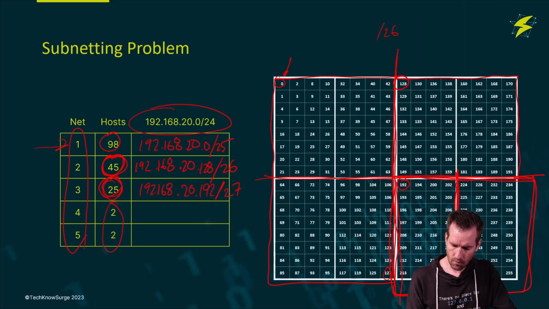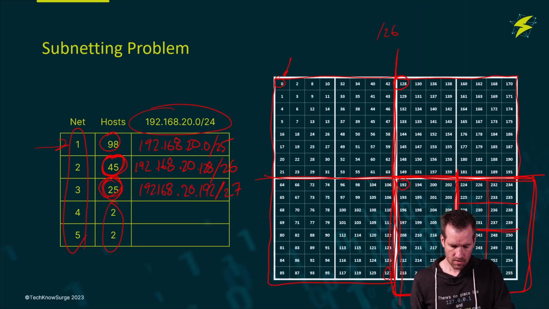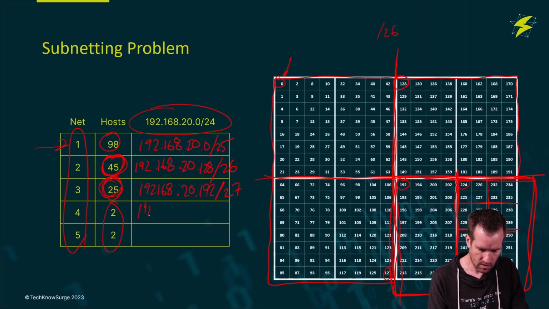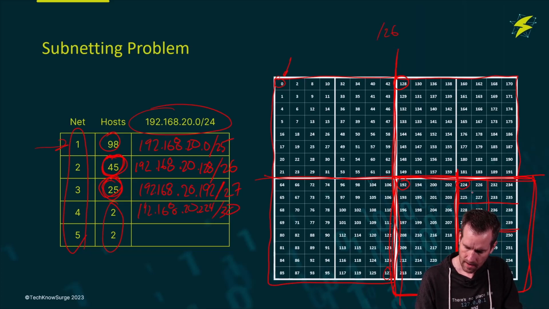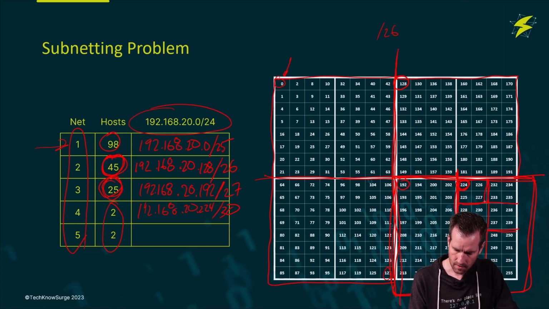I need to split in half vertically first, and split in half again, and then split in half again to find this range right here. So now we're at a /30. So the next one here is going to be .224, so 192.168.20.224. We said that's a /30. And there's the address right there. And so it's just using this block right here.